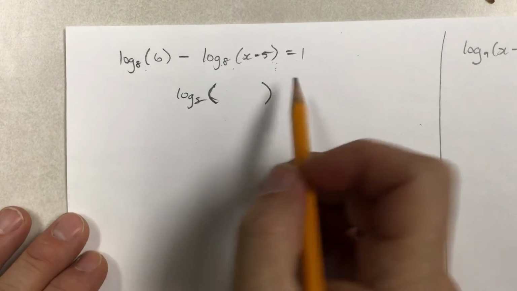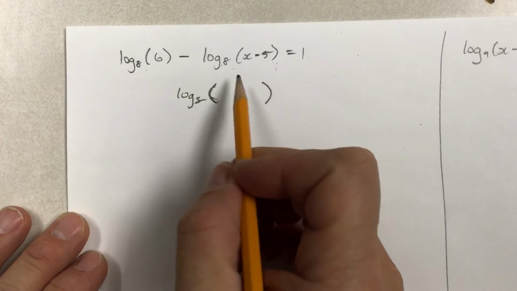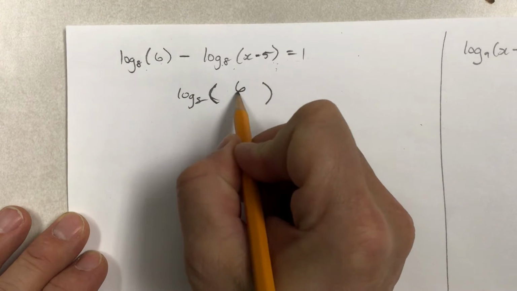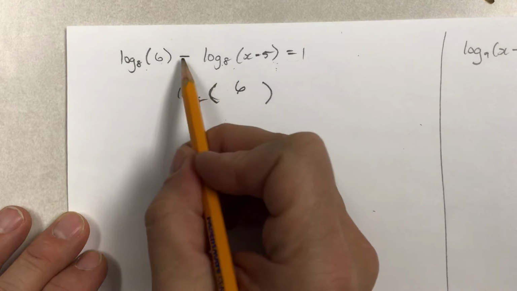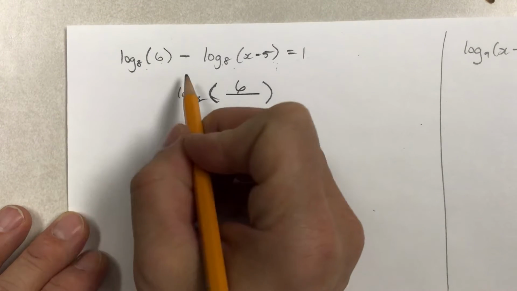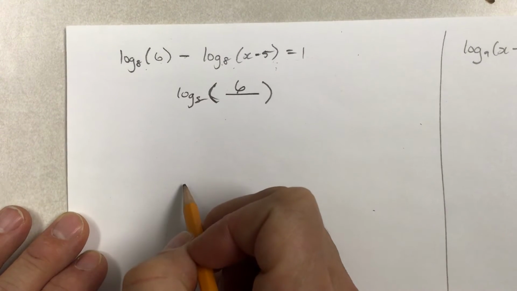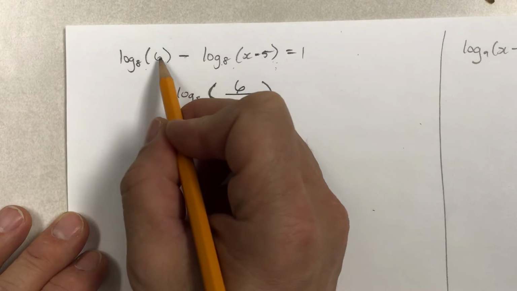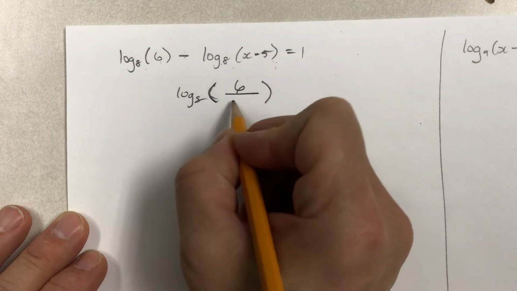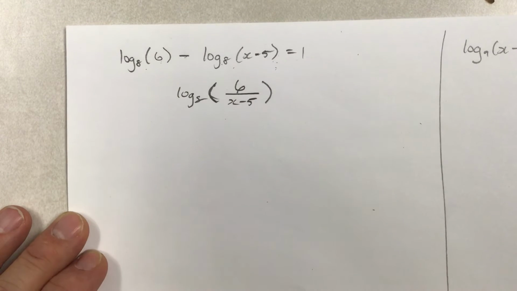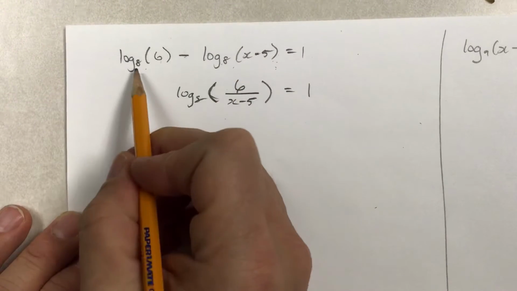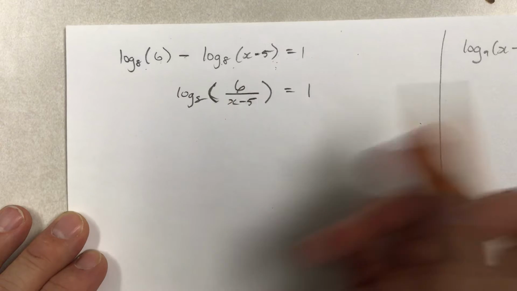And then we have to figure out what to do. Now the first log is always going to be on top, and so we have a 6 on top. If it's subtracting, we end up with a fraction. If it's adding, we end up multiplying. So if this said plus, I would go 6 times all this stuff. If it's minus, then I just take all that stuff and put it on the bottom, x minus 5. And that's it. This is equal to 1. And now we've crunched these two logs. So log and log, crunched down to log, and there's my answer.